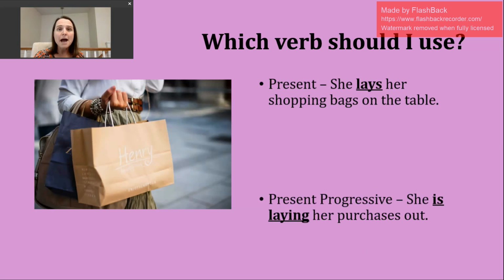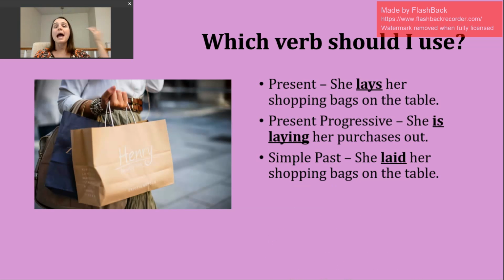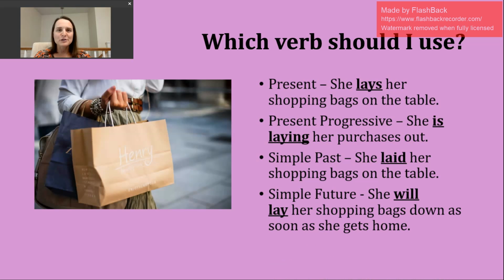If I want to talk about what's happening right now, right? Maybe she's taking items out of the bag. So I would say she is laying her purchases out. Okay. So is laying. If I want to describe what happened in the past, I might say she laid her shopping bags on the table. Okay. And let's pretend this is a future and another prediction about what this woman might do. She will lay her shopping bags down as soon as she gets home.